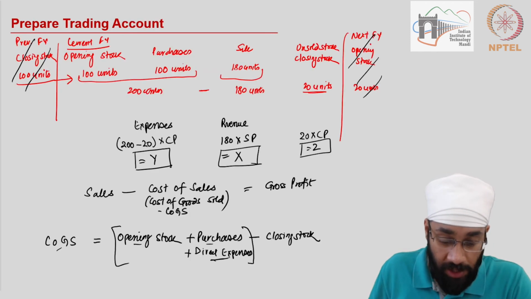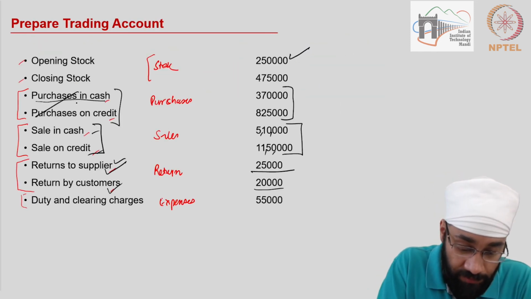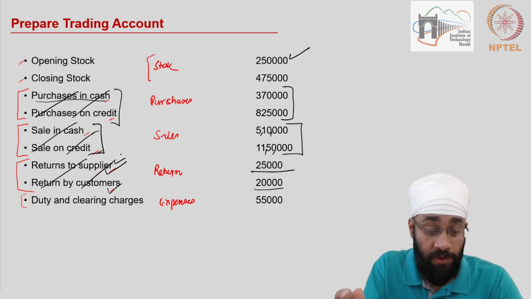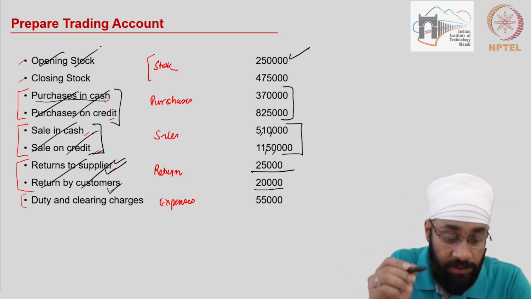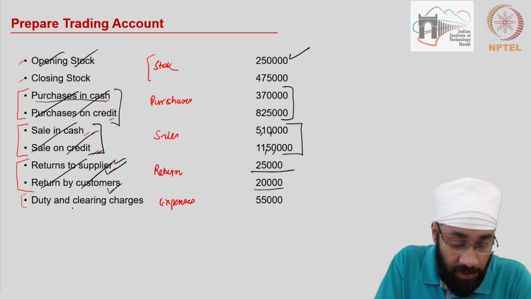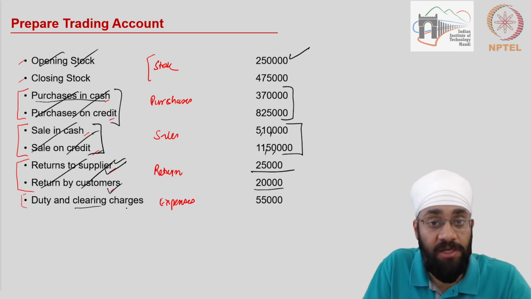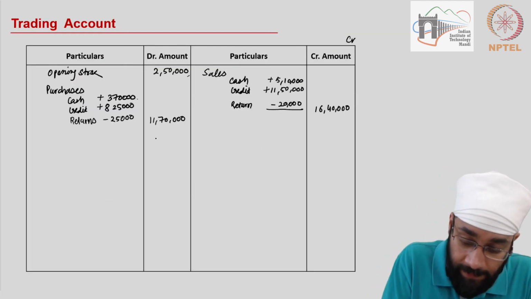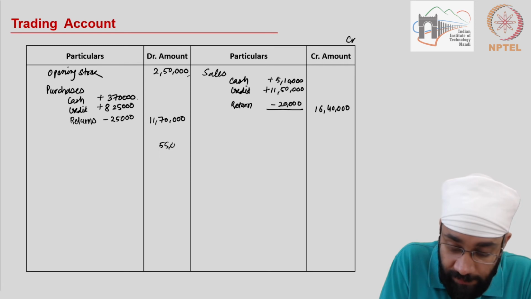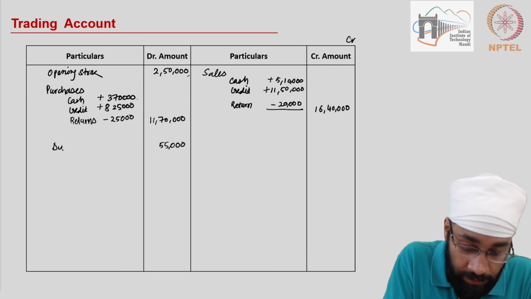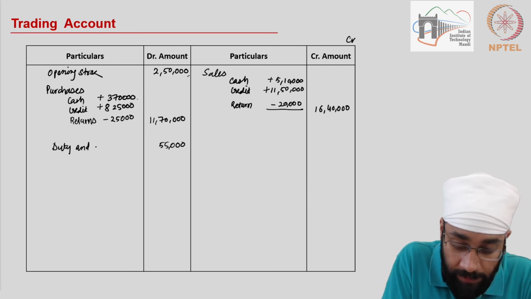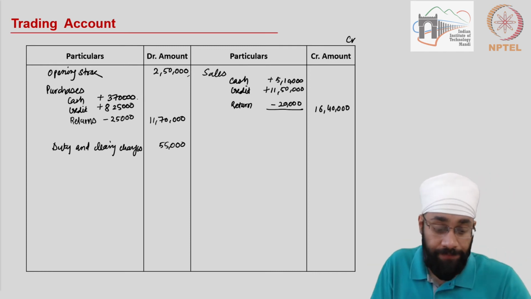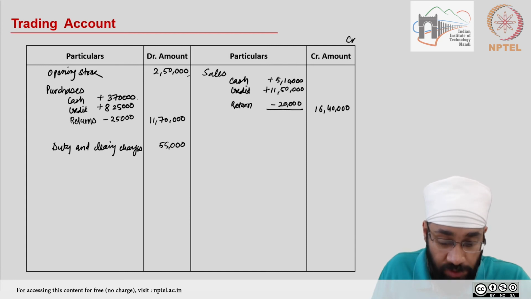All right. So now we are done with these two. We are done with these two and done with these two. We have adjusted for all these items. We have also taken care of opening stock. Let me now take care of the duty and clearing charges. These are the direct expenses, 55,000. So 55,000 are duty and clearing charges. Okay. So direct expenses have been shown here.